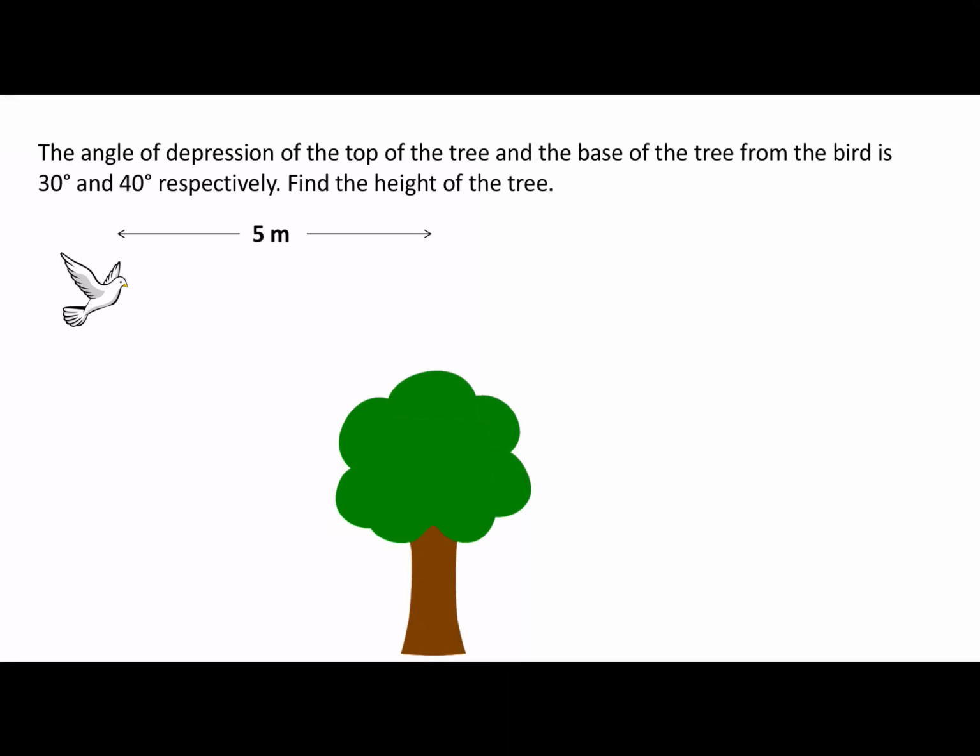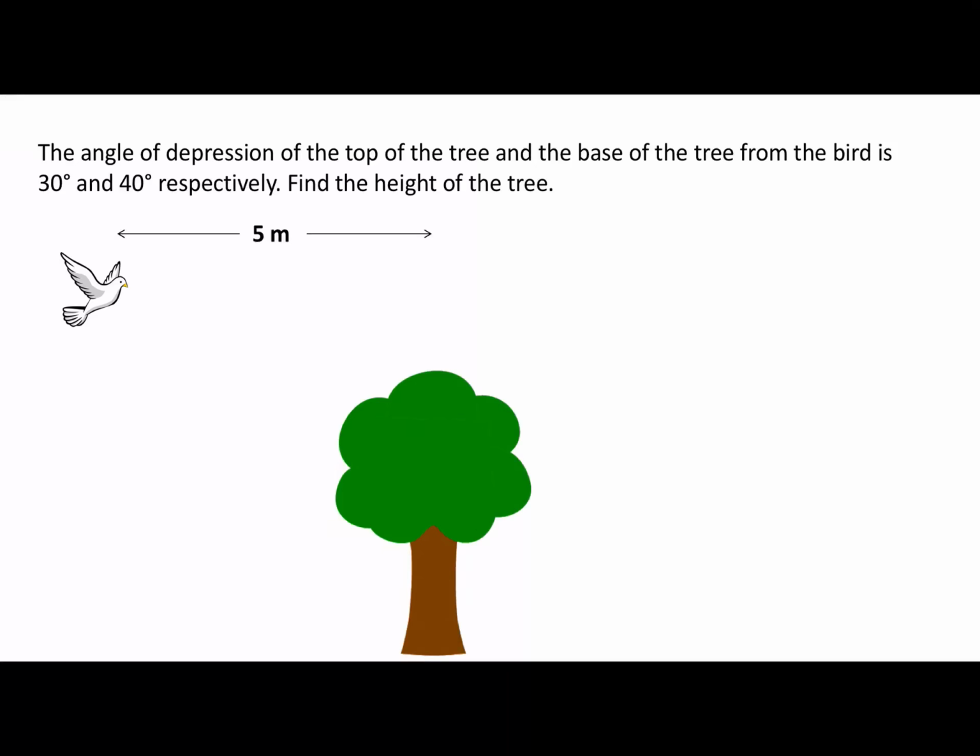Okay, let's try the following example. There's a bird flying above a tree, and right now at this moment the bird is 5 meters away from the tree. The question gives you the angle of depression of the top of the tree and the bottom of the tree from the bird.